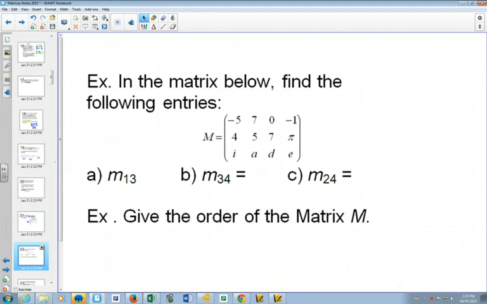So take a look at that matrix and quickly write down the values that correspond. Did you get 0 for the first one? And 3, 4. Whoa. E. And 2 for pi. And what's the order of this one? There are 3 rows and 4 columns.